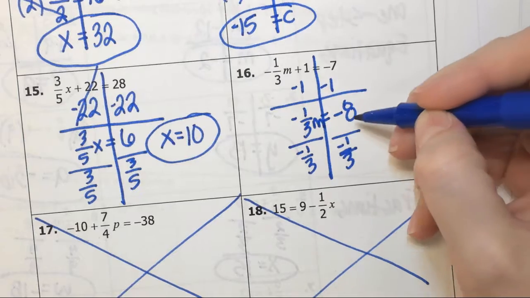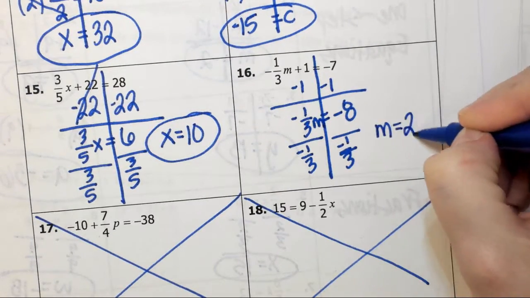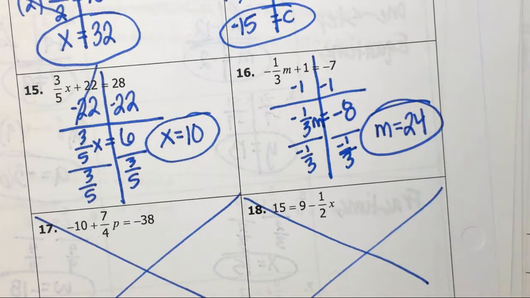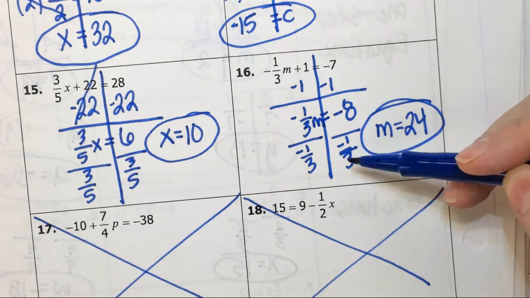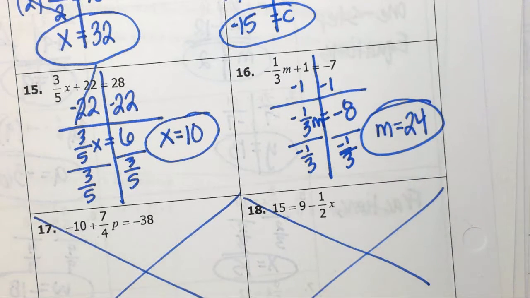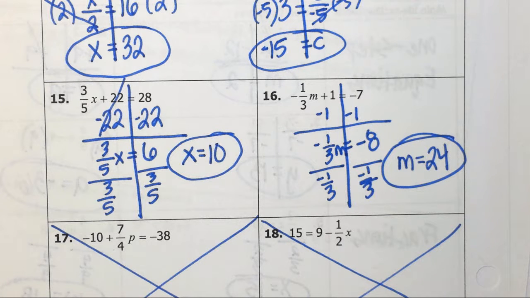So now, negative 8 divided by negative 1/3 is 24. Is it negative? No, because we have a negative divided by a negative, which is positive. Are we good on those? Yeah. And just remember what to do.